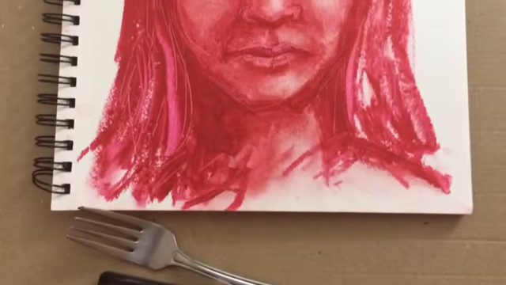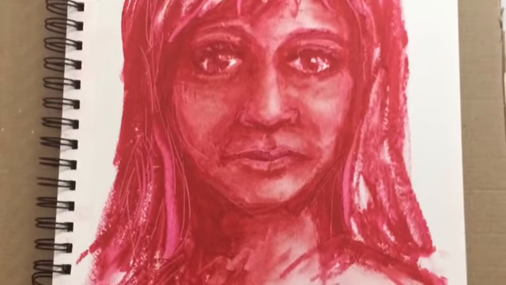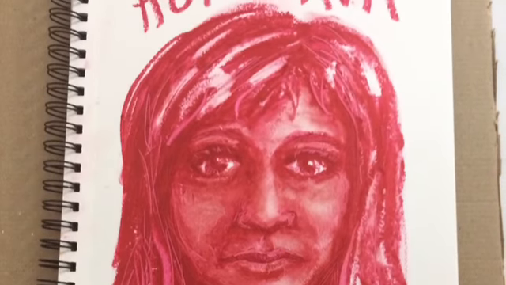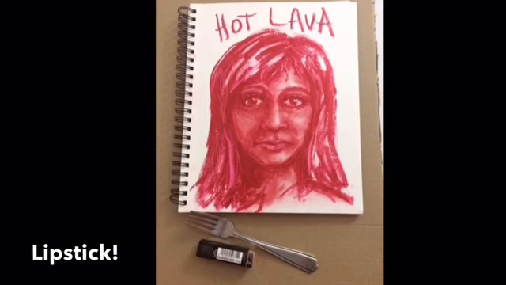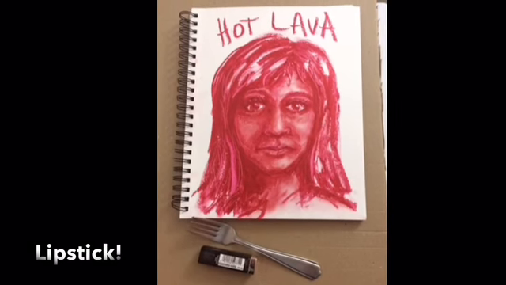In this example with lipstick, I also used a fork to scrape some parts away and add texture and more value range. Then I wrote the name of the color of the lipstick on the top because why not? Right? Get creative, have some fun with it, friends.